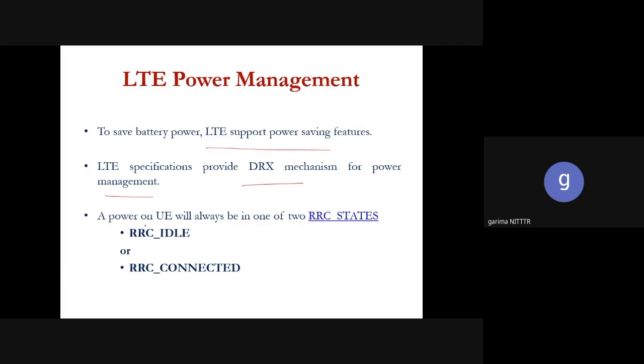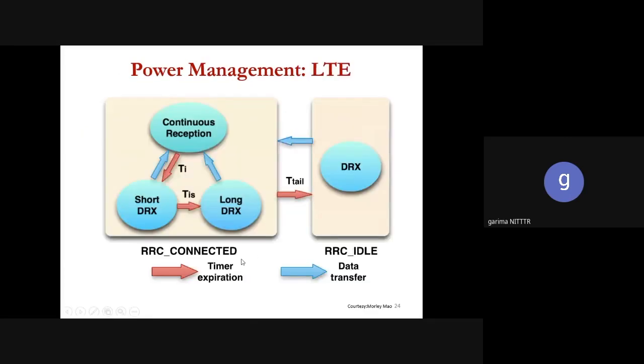So a user equipment will always be in one of two RRC states: it is either in the radio resource control idle state, or in the radio resource control connected state. RRC means radio resource controlling states. So whether it is in idle mode or connected mode, they have only two phases, either on or off. Accordingly, they are working on that power feature, for which they have RRC connected and RRC idle.